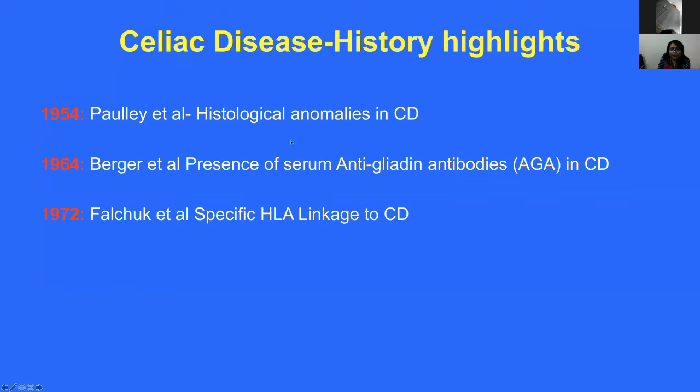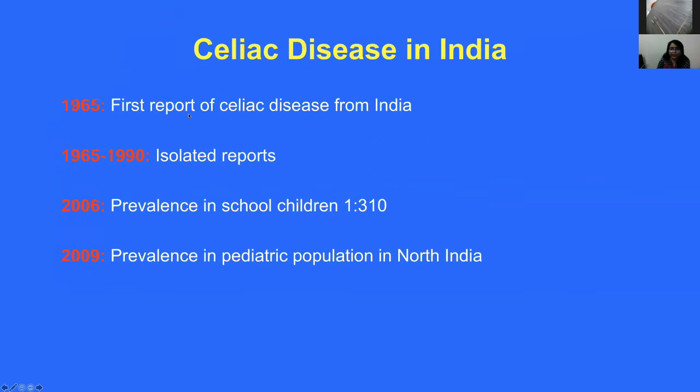The next series of discoveries came in this disease. In 1954, histological abnormalities in celiac disease were described. Later on, serology came in the form of anti-TTG. And in 1972, a linkage to HLA was established in patients with celiac disease. In India, the first report came in 1965. There was a big gap after that.